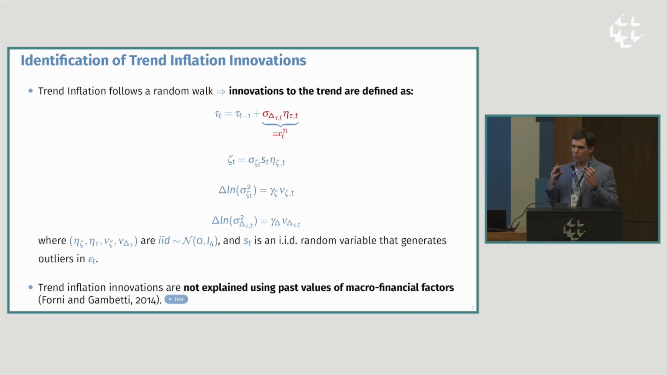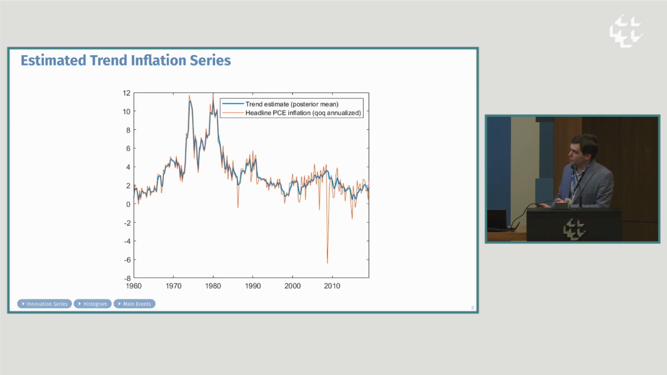So in the end, we interpret this innovation to trend inflation as a combination of different structural shocks that are hitting the economy. It can be permanent monetary policy, changes in taxes, changes in government expenditure, or changes in oil prices, like if you think about a very persistent oil price shock or something related to that. So this is the series that we get.